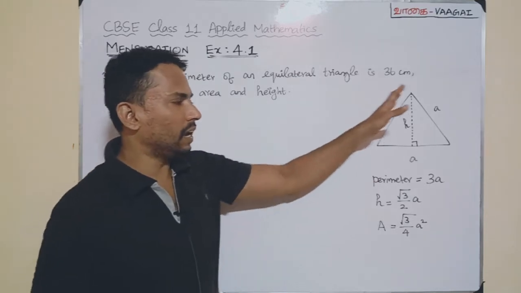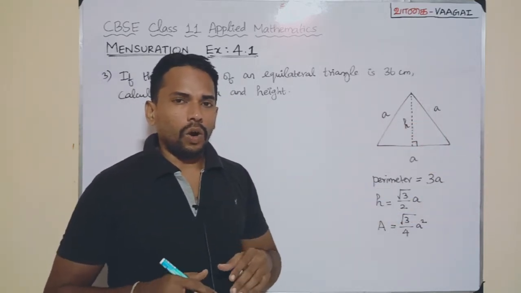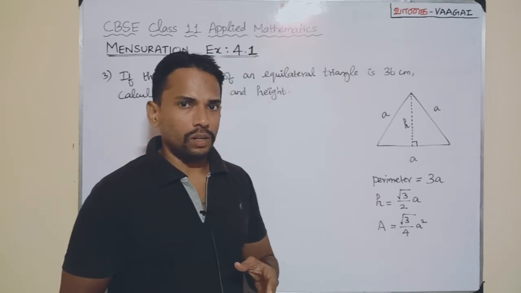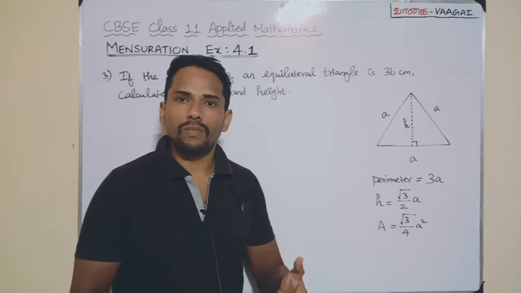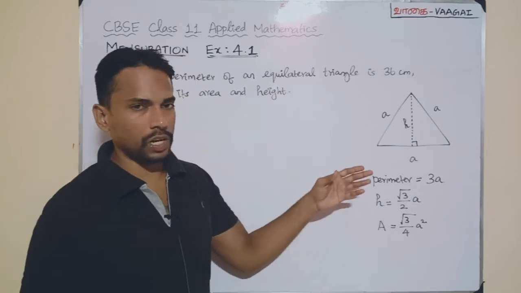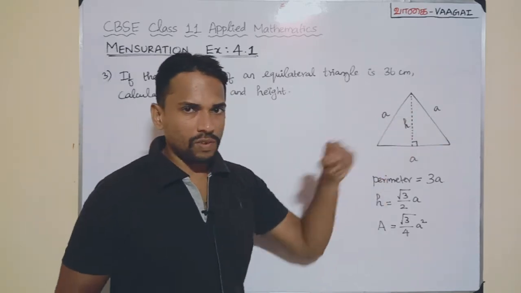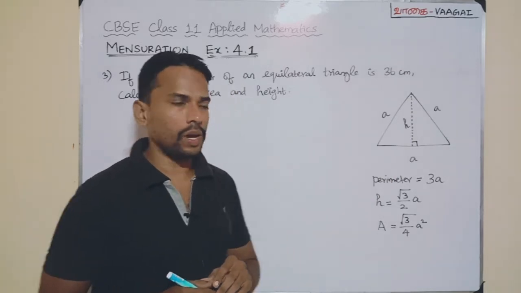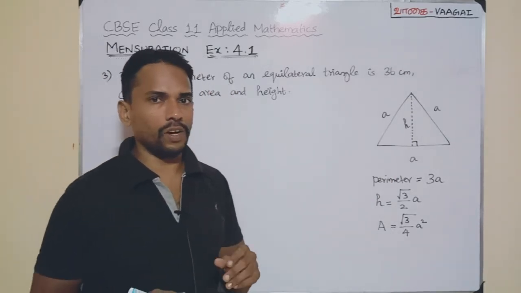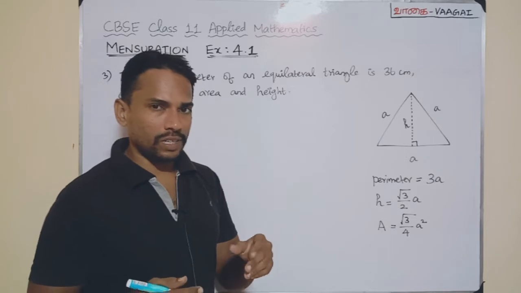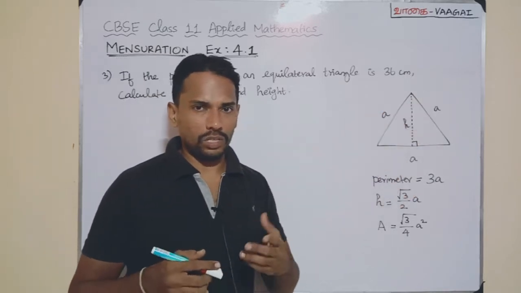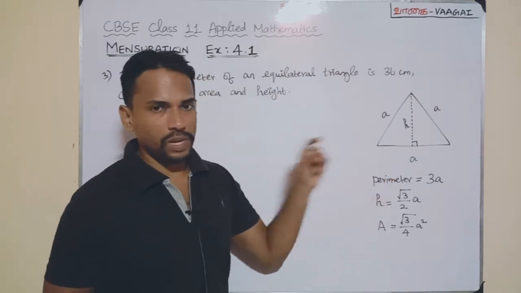We have a triangle where all the three sides of the triangle are equal. That is what we call an equilateral triangle. And what is so special about an equilateral triangle? The sides are equal, and also the three interior angles are equal. So when we have such a triangle, let's just take the side to be a. Because all sides are equal, I'm just taking the side to be a.